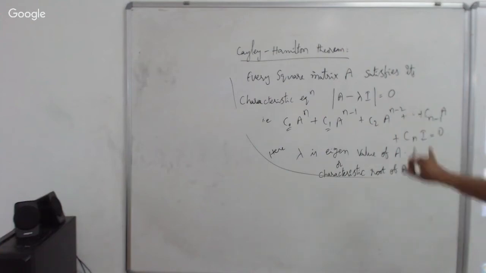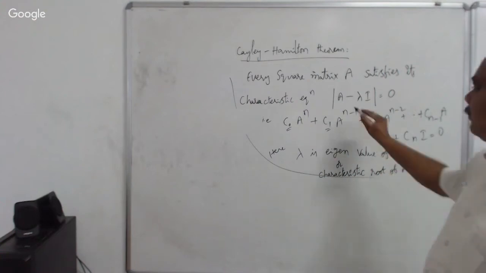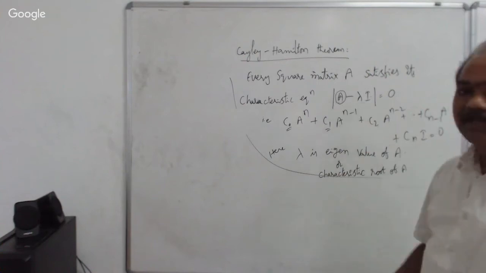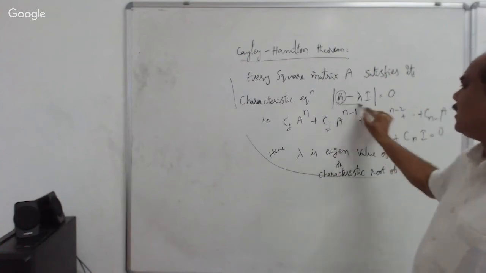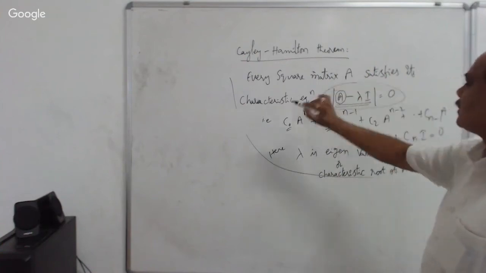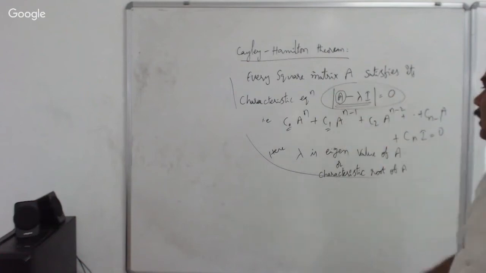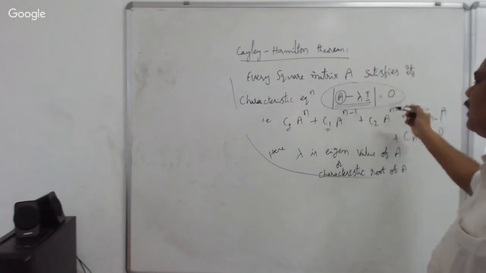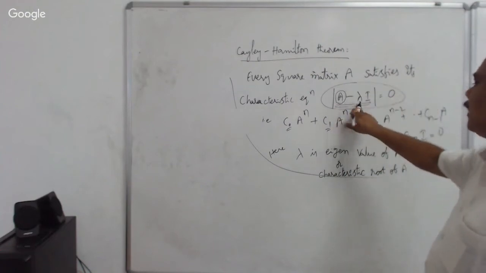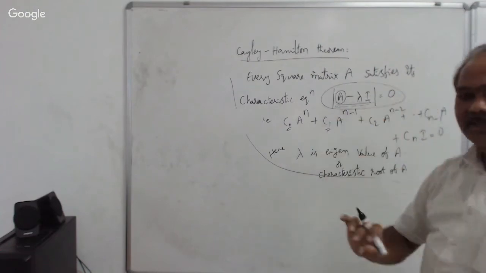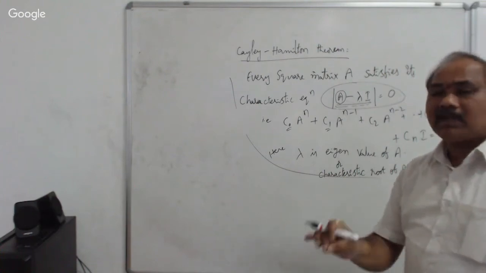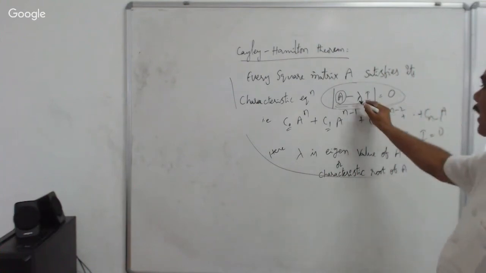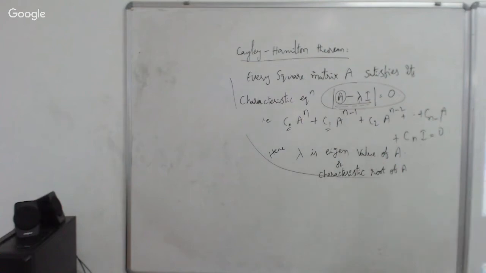First, just note this. Here, generally in our questions, matrix A is given. Just find this equation: determinant of A minus lambda I equal to 0. By applying this formula, you will get an equation in matrix form.